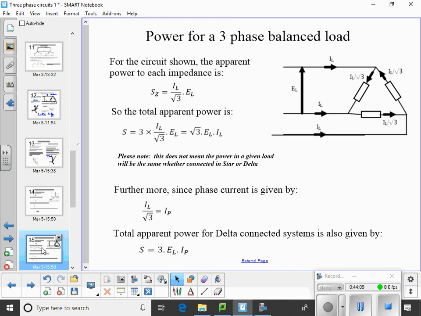Furthermore, since phase current is given by IL over root 3, we can replace IP in that formula, so the total power can be calculated from 3 times EL times IP. So that's all the stuff about the two different types of systems, where the calculations come from, and why we have the two systems.